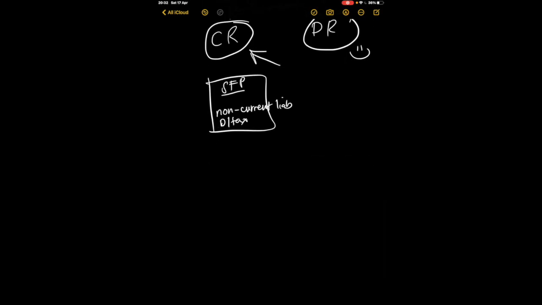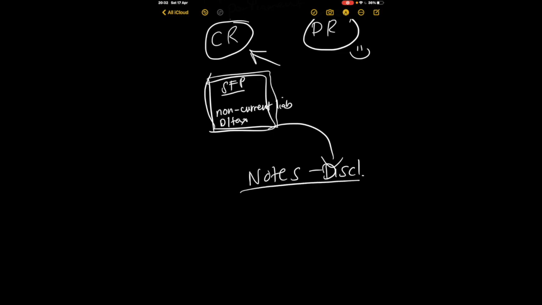Now, we are going to present it as a non-current liability, but there's also going to be somewhere in the notes where we are going to have to disclose our deferred tax. Before we move on to the note disclosure, remember that on the face of the statement of financial position, we could potentially offset our deferred tax asset and our deferred tax liability. And that really depends.